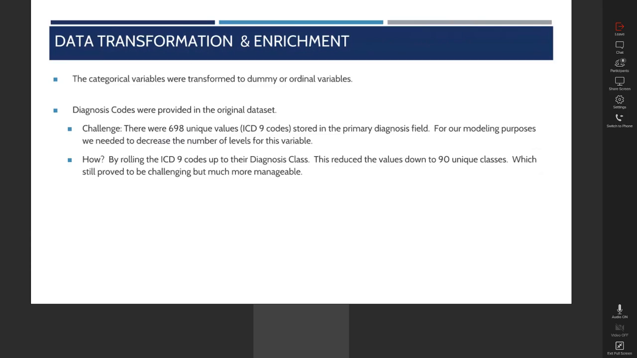That allowed us to retain a level of detail that made our models easy to interpret and gave us good descriptive data. We could still tell if the patient had heart disease, COPD, or some other disease process. But it allowed us to reduce that number down to 90 unique values, which was a lot more manageable for our modeling efforts. Next slide.